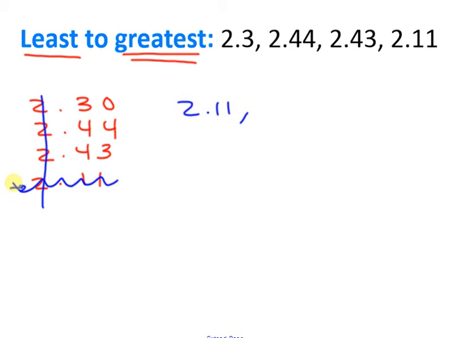And I'm going to cross him out. And then I have a 3, a 4, and a 4. So the 2.3 is next. And remember, I added a 0 onto that, so I need to take it off when I order it.